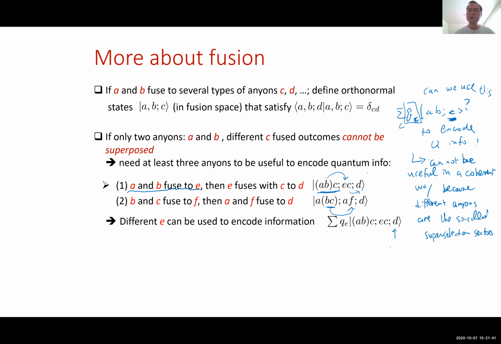If I fix the final fusion product, then I sort of get away from this statement here, because I'm always looking at the final anyon to be the same, but there are different paths. So in some sense, there are different paths to fuse, right? So basically, we're using this as a basis to encode quantum information.